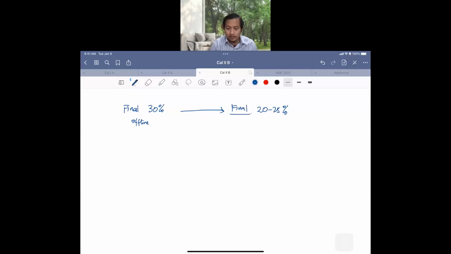And the rest of the numbers will go to either the midterm or the quiz that is offline. So we have offline quiz 1 and offline midterm. These two components get a higher percentage because it's offline. Okay, I hope you do understand what I mean.